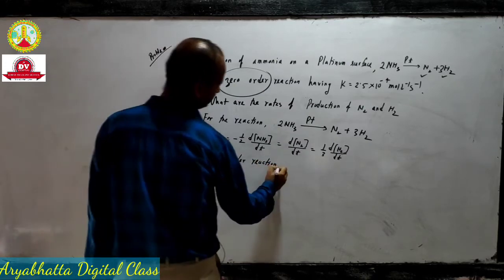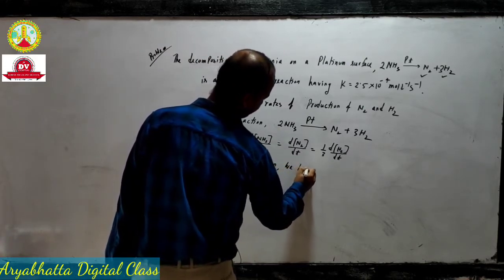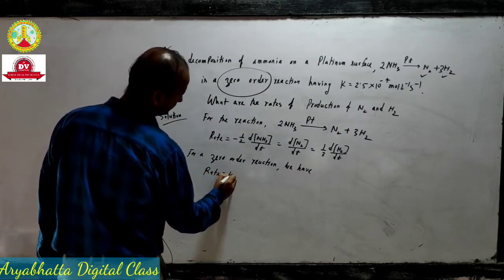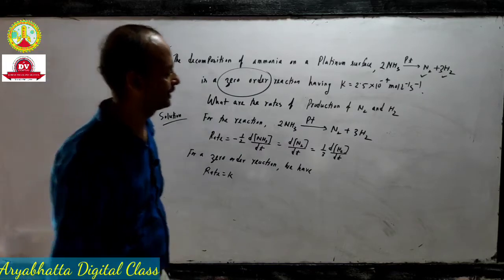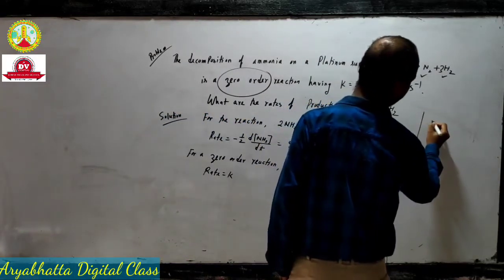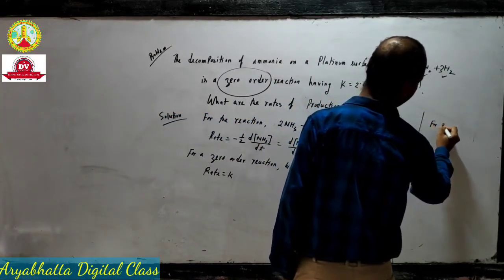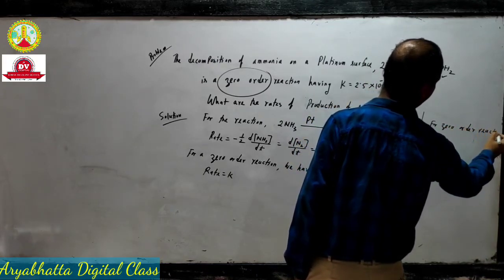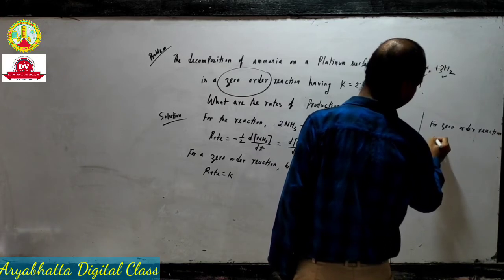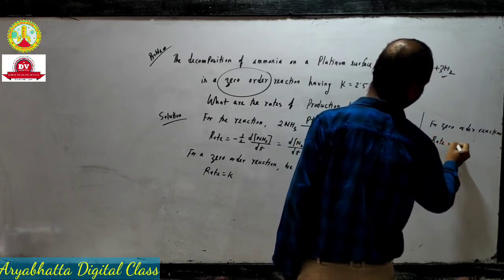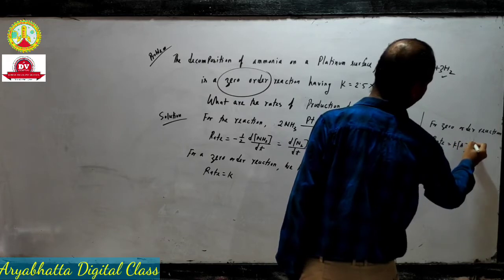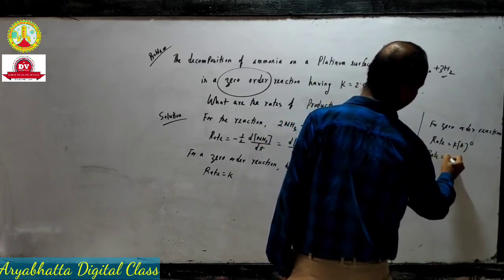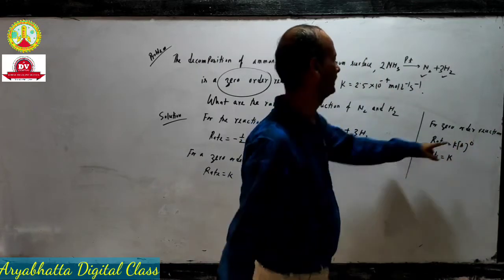For a zero order reaction, rate is equal to k. Suppose the reaction is zero order. Then rate is k times A to the power 0. Anything to the power 0 means 1.